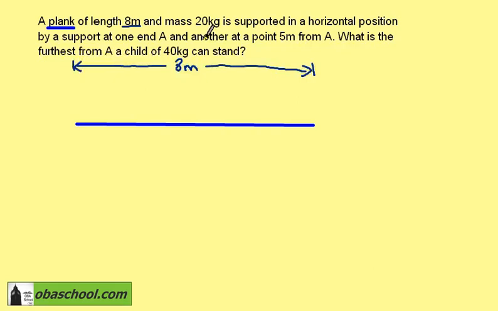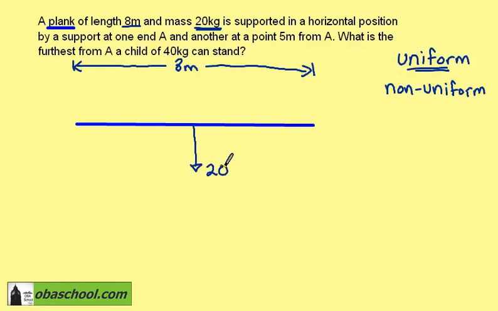We know the mass is 20 kilograms, but we don't know where it acts. Remember, the rod can either be uniform, which means the weight would act at the center, or non-uniform, in which case it may act at some other point, and in some questions we may be asked to find this point. To draw this diagram, I'm going to assume that it is a uniform rod, and therefore the weight will act at the center of the rod.